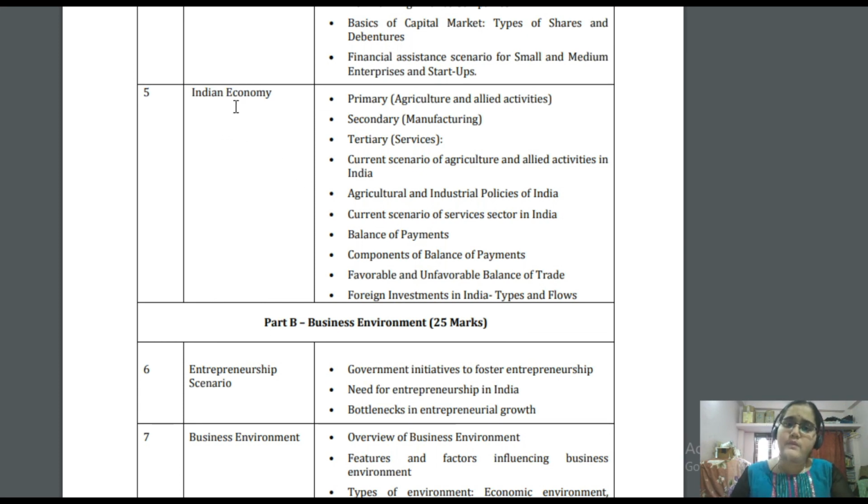So Indian economy will be very easy, and even the ICSI PDF also has the Indian economy overview. But since we need to be updated in terms of current affairs, you just go through this NCERT book and also follow the business newspaper.